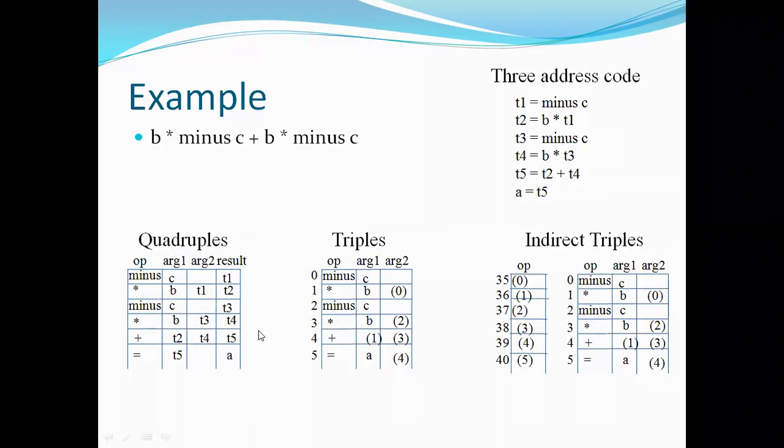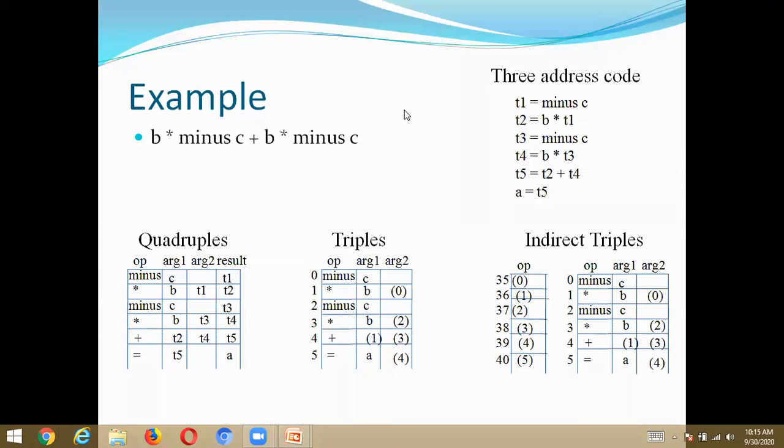Is it clear now? And finally, A is equal to T5. A is a resultant operand. That means it should be placed in the result. And T5 is argument one.